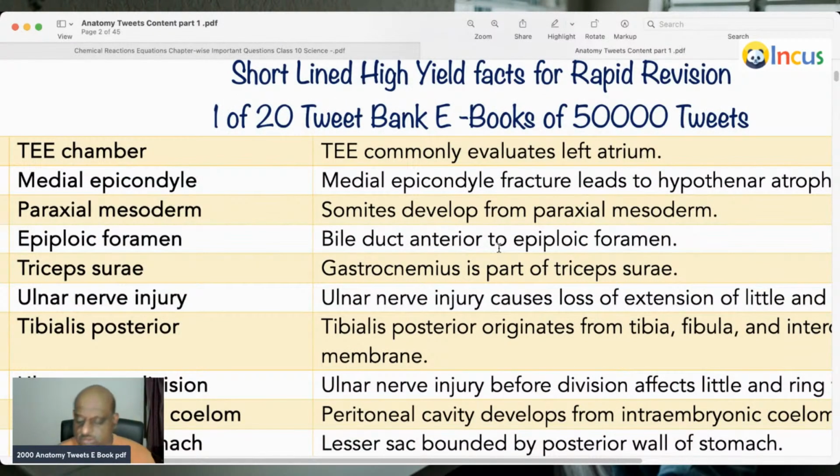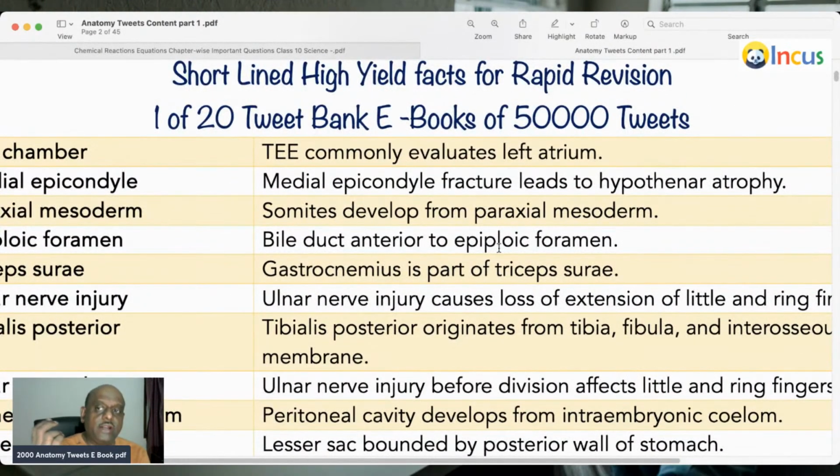Whenever you do an esophageal echo, what chamber of the heart are we looking at? The most posterior chamber is the left atrium. The most anterior chamber of the heart is the right ventricle. So the TEE, transesophageal echo, what does it test, doctor? The transesophageal echo evaluates the left atrium, is what you need to remember.